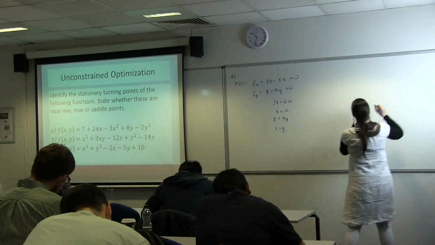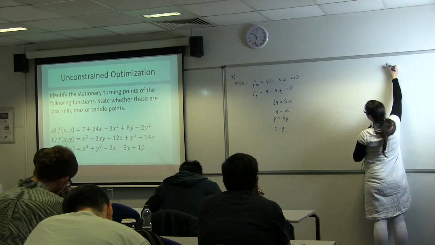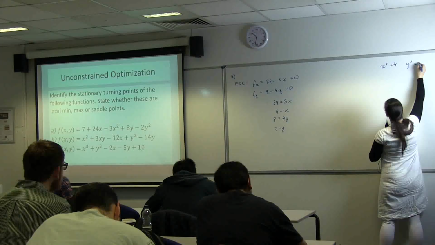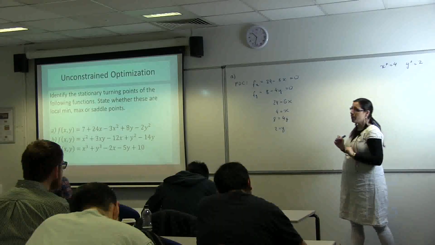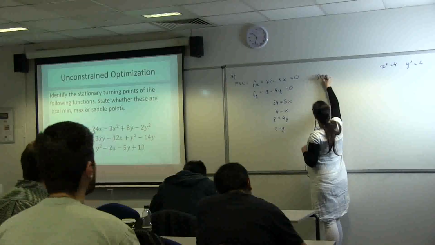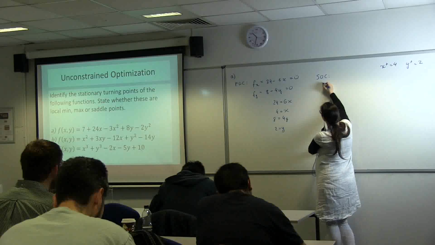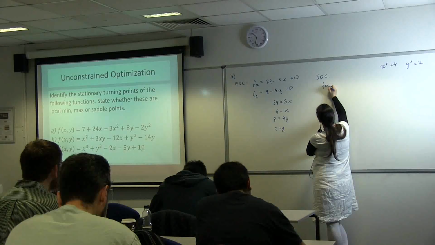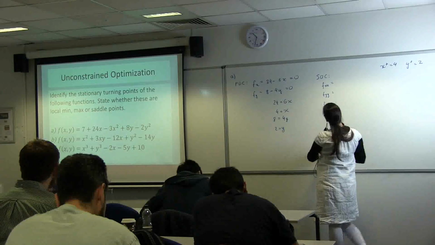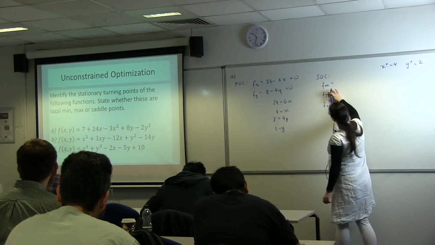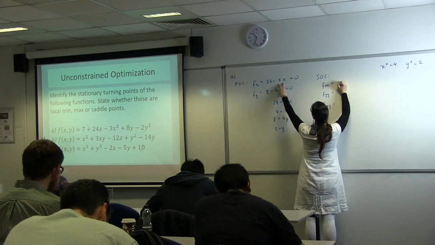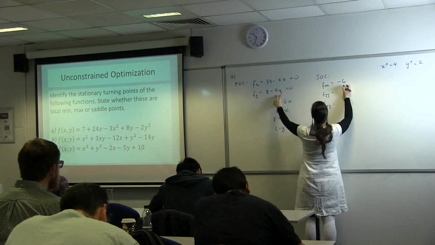So now I've got my stationary turning points: x star equals 4, y star equals 2. Next step. Second order condition. So what do I need to find for the second orders? Okay, so I go back to fxx. What will be fyy?